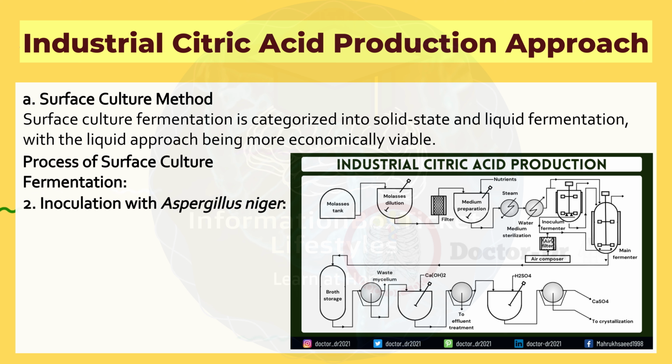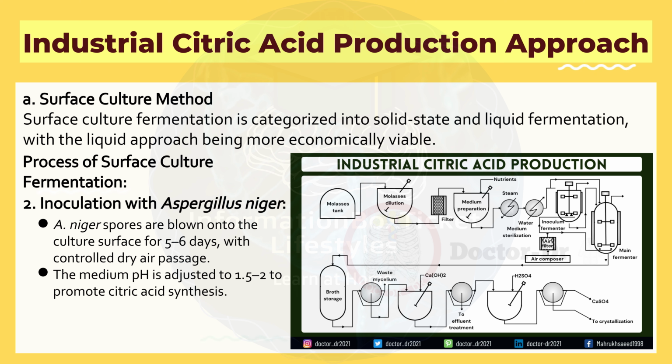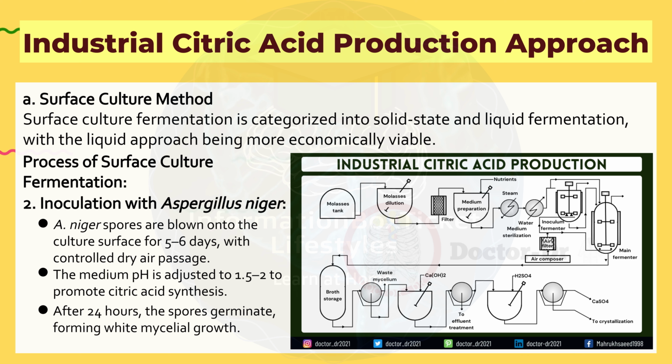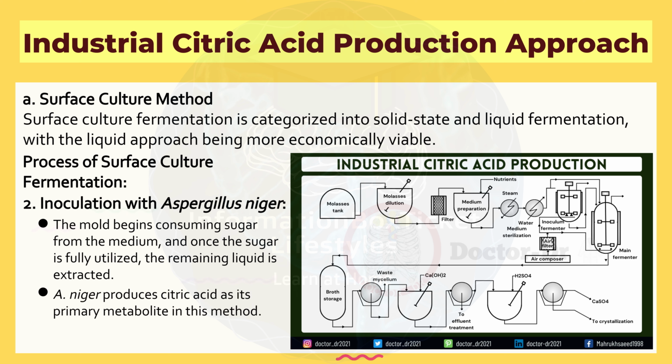2. Inoculation with Aspergillus niger. A. niger spores are blown onto the culture surface for 5 to 6 days with controlled dry air passage. The medium pH is adjusted to 1.5 to 2 to promote citric acid synthesis. After 24 hours, the spores germinate, forming white mycelial growth. The mold begins consuming sugar from the medium, and once the sugar is fully utilized, the remaining liquid is extracted. A. niger produces citric acid as its primary metabolite in this method.